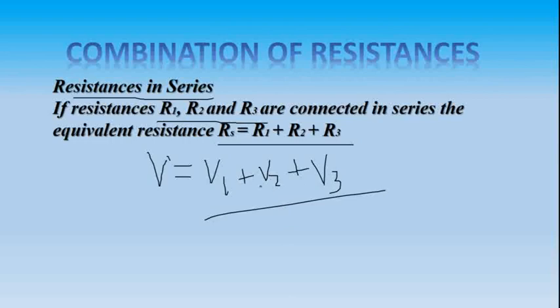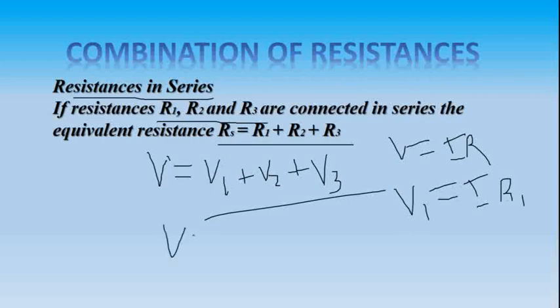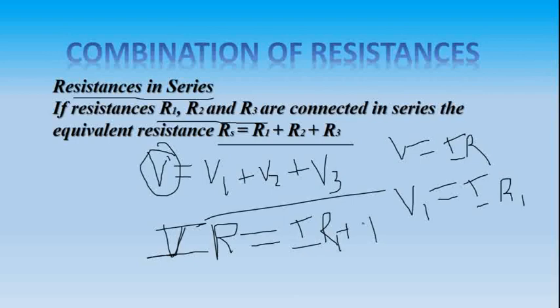As we know, by Ohm's law, V is equal to IR. So let us assume that V1 is equal to IR1. Why is it I? It is because I remains the same across all resistors. So V1 is equal to IR1. Similarly, we will get V2 equal to IR2 and V3 equal to IR3. V is nothing but IR, so IR is equal to IR1 plus IR2 plus IR3.